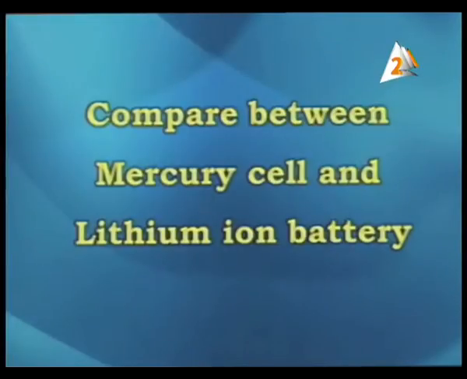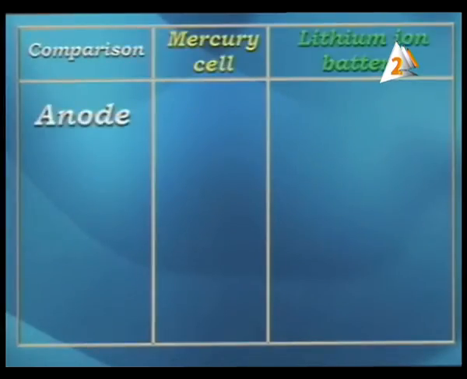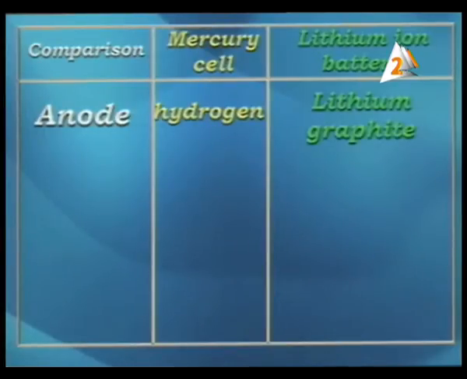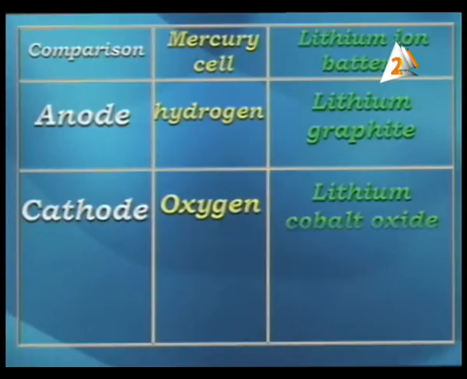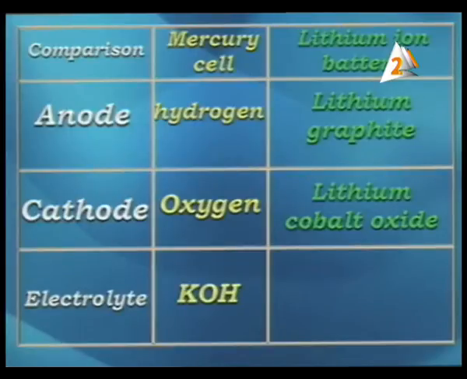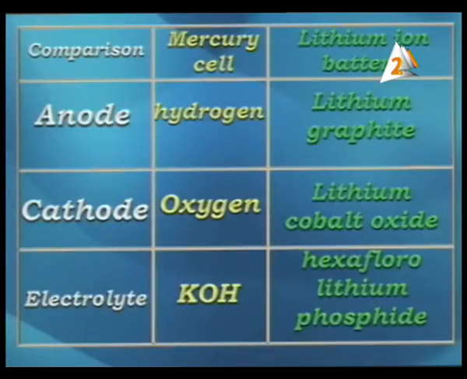Next type of question, my dear student. Compare between mercury cell and lithium-ion battery. As shown on the screen, the anode in mercury cell is hydrogen, while in lithium-ion battery, lithium graphite. In the cathode, here oxygen, and here lithium cobalt oxide. And the electrolyte here is potassium hydroxide, and here hexafluorolithium phosphide.